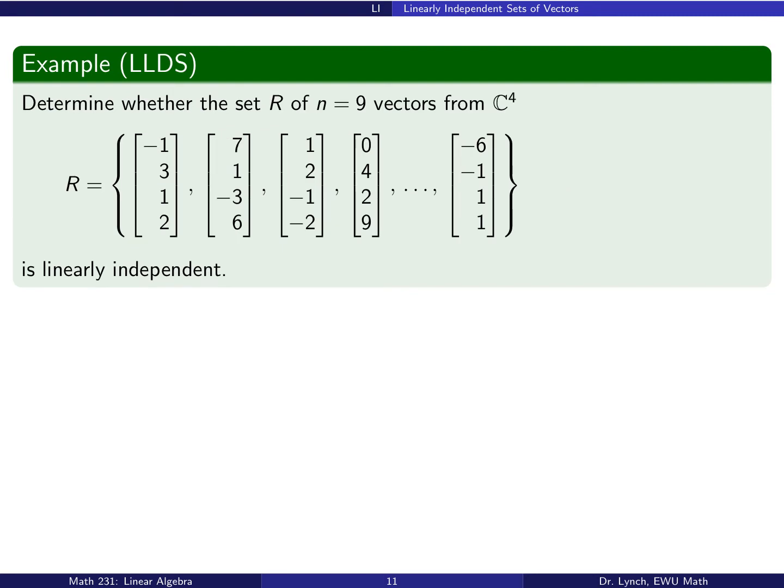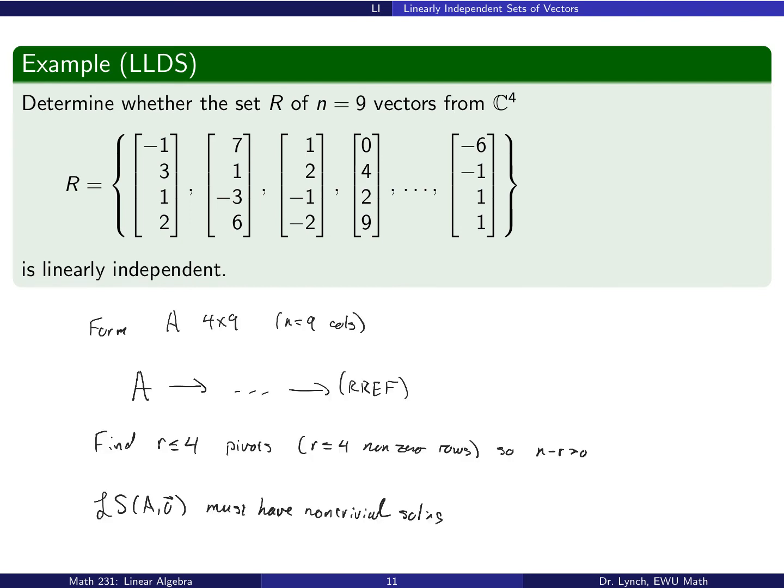Okay, here's a set of r equal to 9 vectors from C4. And we don't even actually have to write them all down to see that this set is linearly dependent. We can form the matrix A. We can reduce it to row echelon form. We know that there's no way the number of pivots is any bigger than 4 because there can't be more than 4 non-zero rows. So when we form the 4x9 matrix A and reduce it to row echelon form and pick off r, the number of pivots, r must be less than or equal to 4 because r is also the number of non-zero rows.